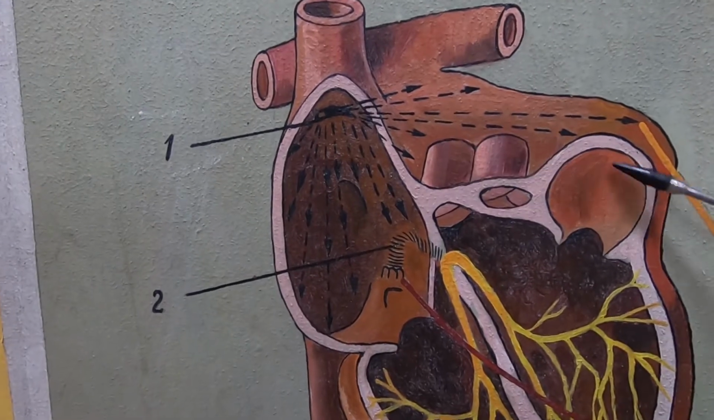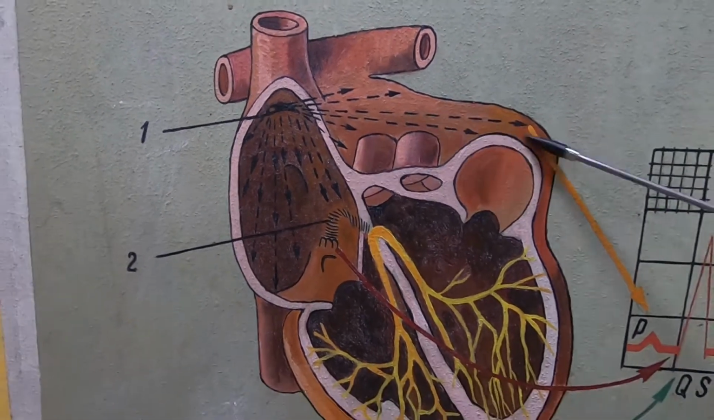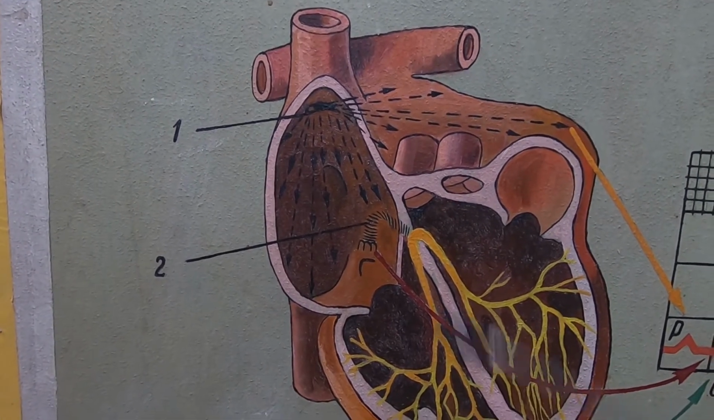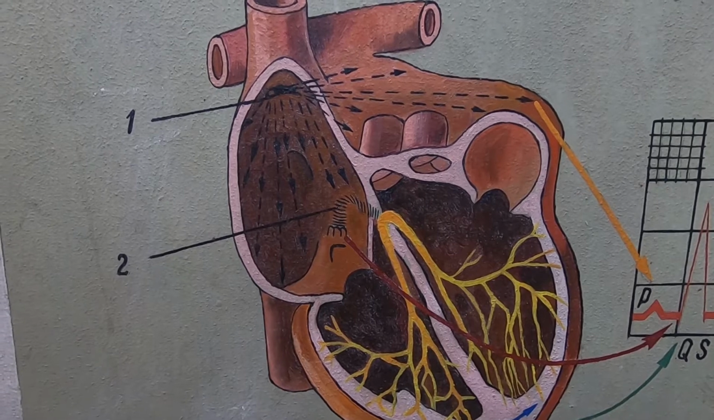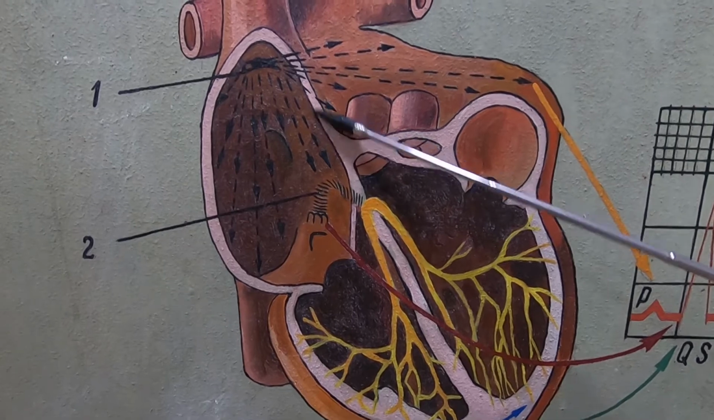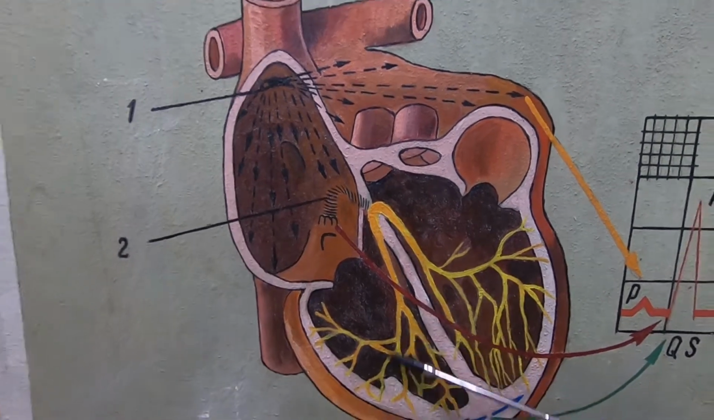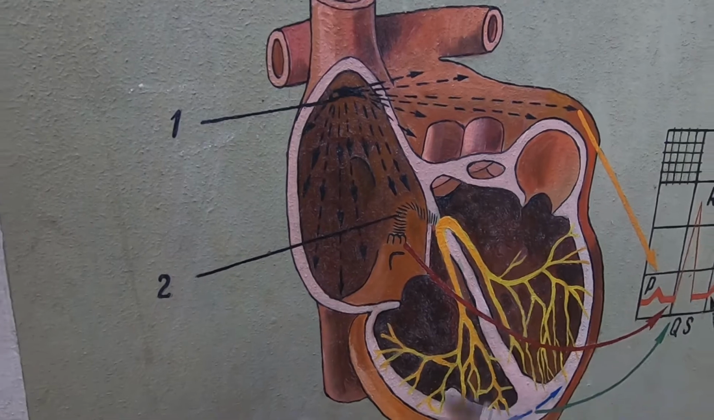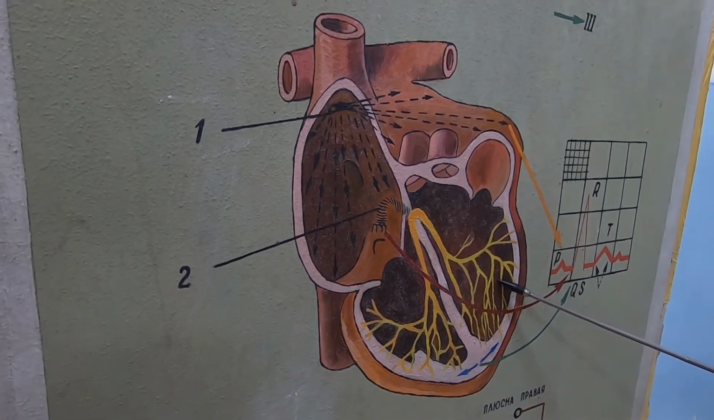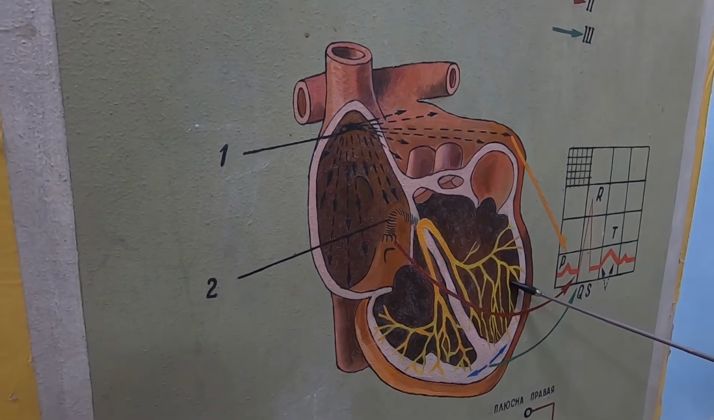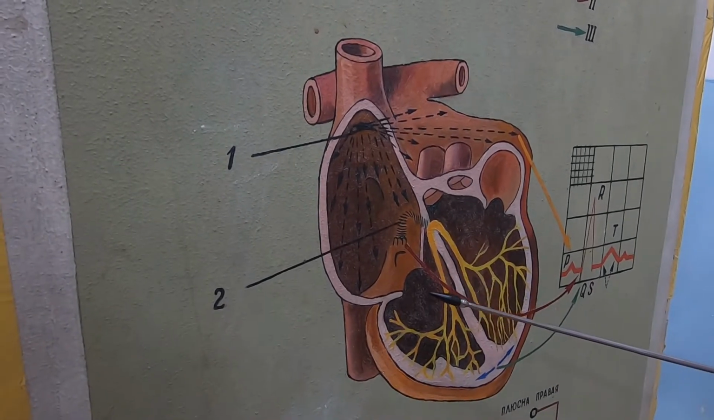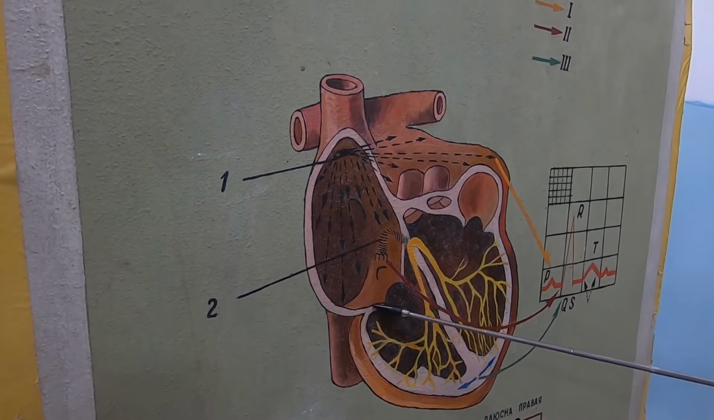That is how the impulses are sprayed to the right atrium, left atrium, and then it goes down. This is what we call the conductive path. The path through which impulses are sprayed to the right ventricle and to the left ventricle.